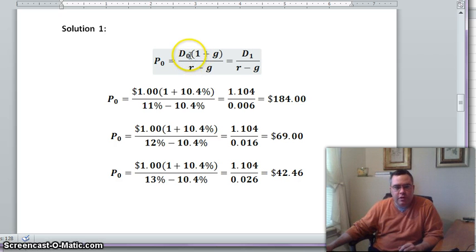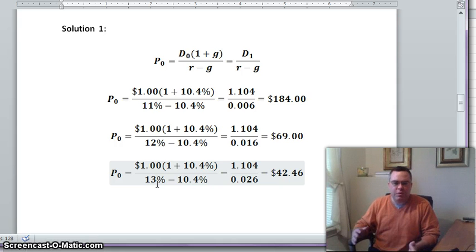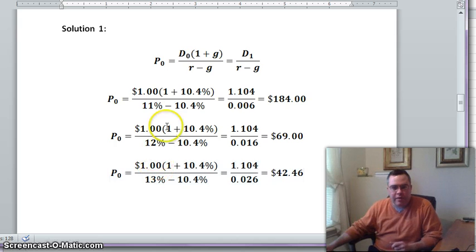So for starters, that's an adjustment, and then the only difference between these 3 is which required return I put in. On the top one I put in 11% for R, and the middle one I put 12, and the bottom one I put 13, because that's what the problem asks for. We basically want to see if I adjust my required return, what happens to my price. Everything else is the same.